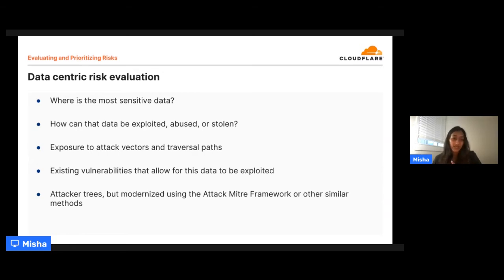Attacker trees is something that's mentioned in a lot of threat modeling methodologies. So I'm not claiming that as mine, but not a lot of them have modernized it, in the sense that there are a lot of frameworks out there, like the attack matrix, that help detection and response engineers think through the types of exploitations in a more structured format.